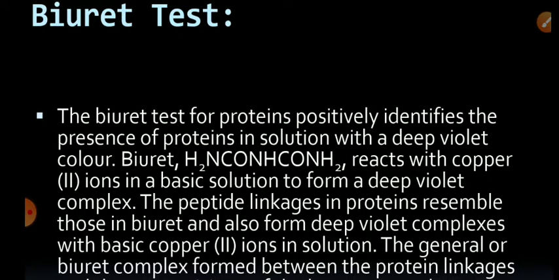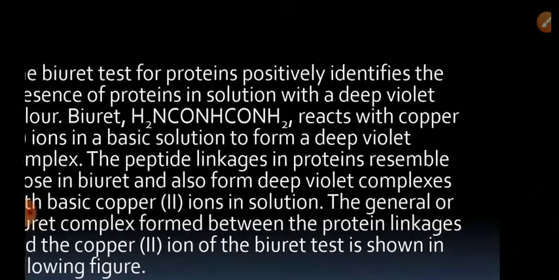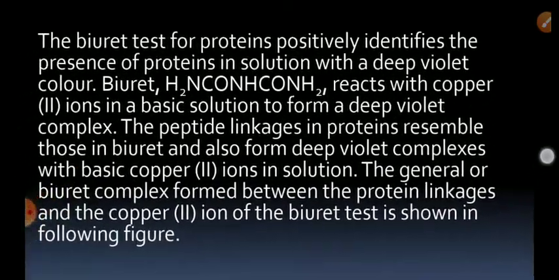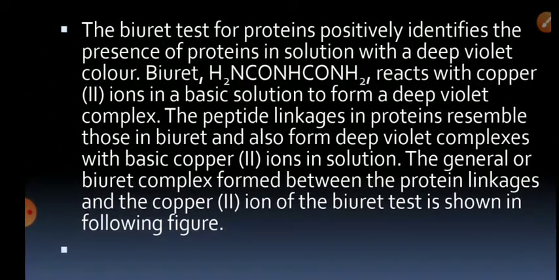The Biuret test positively identifies the presence of protein in a solution. If protein is present in the sample, we get a deep violet color. Biuret is a compound formed by the union of two urea molecules, so any sample which contains urea also gives this test positive. Upon heating, proteins form the compound biuret because they also contain amide linkage.